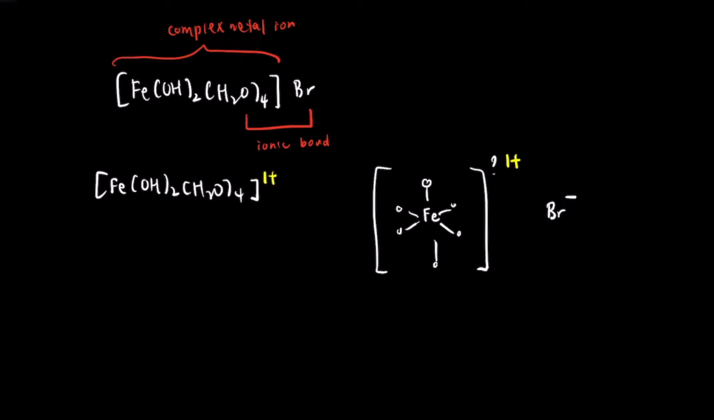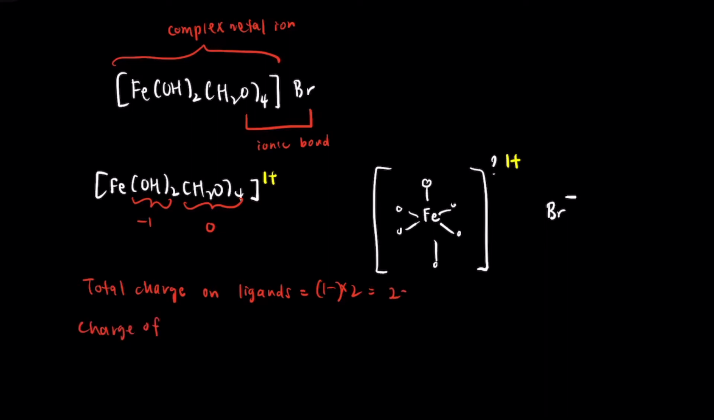Then we just have to figure out the total charge of the ligands. So we have -1 from the hydroxide ion and 0 from water, giving us a total charge of 2-. And again, to find the charge of the metal ion, we take the entire charge of the complex ion minus the charge on the ligands, giving us a charge of +3.